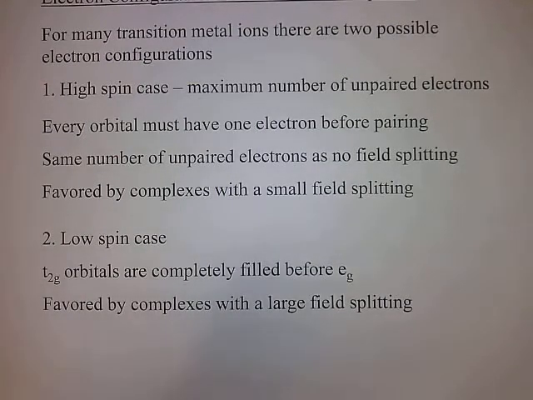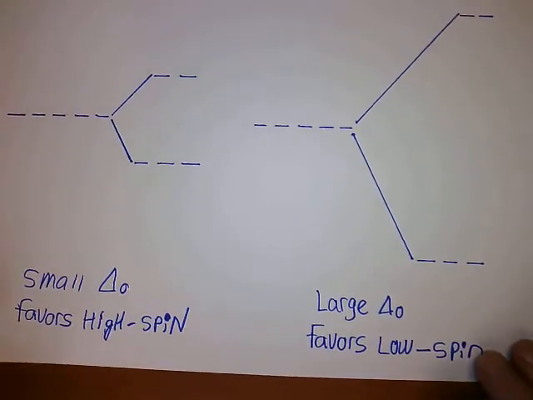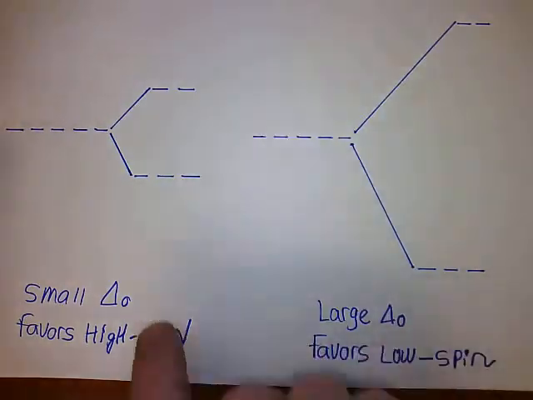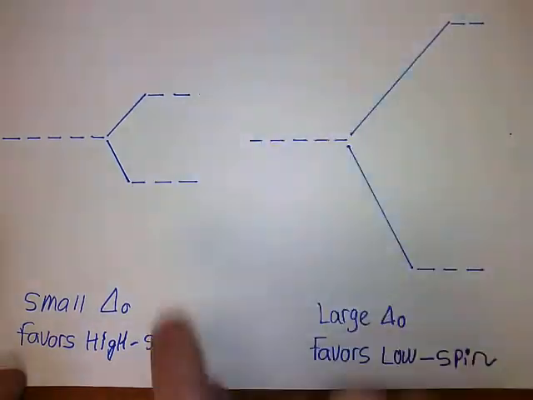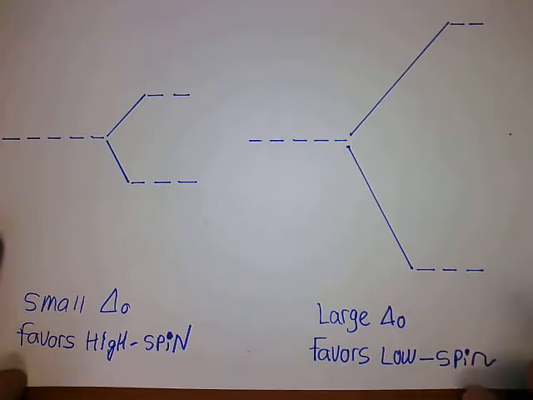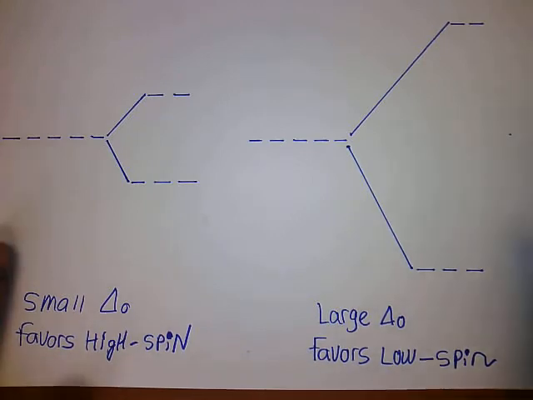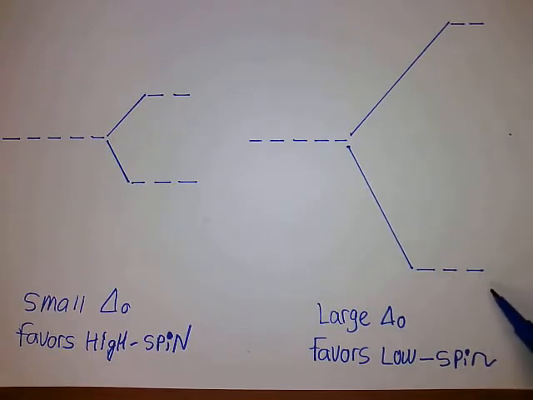So what's the difference? It's a function of how big the field splitting is. If you have a really small field splitting, so the splitting is not so big, that's going to favor high spin. If the field splitting is really big, it's going to favor low spin. There's an energy penalty either way once you get past a certain number of electrons. If you put them down here, the energy penalty is that we're going to have to pair them up. And if we put them up here, then the energy penalty is that it's going into a higher energy orbital. It depends on which is worse.